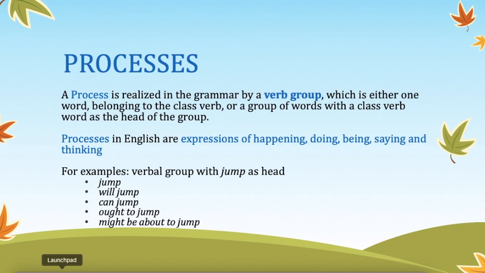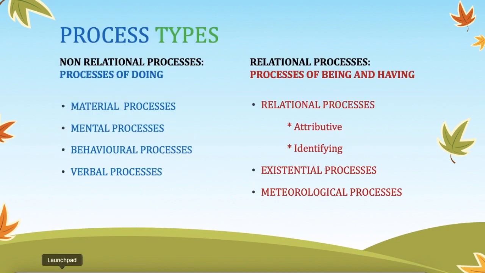Process types are the resource for sorting out our experience of all kinds of events into a smaller number of types. Process types is what we know in traditional grammar as verb. In general, they are divided into two big categories. They are non-relational processes, or what we call processes of doing, and relational processes, or what we know as processes of being and having.